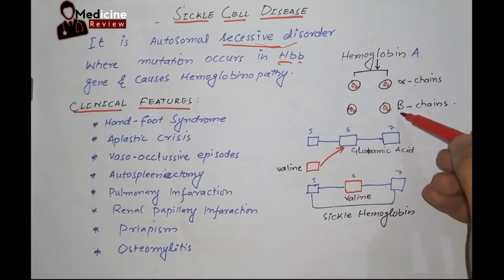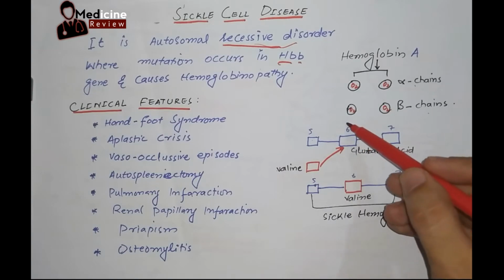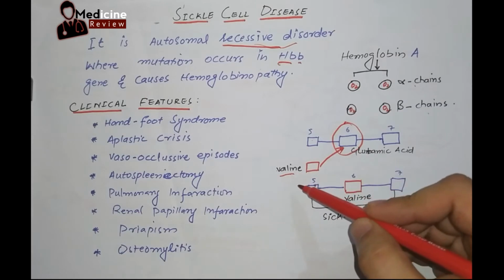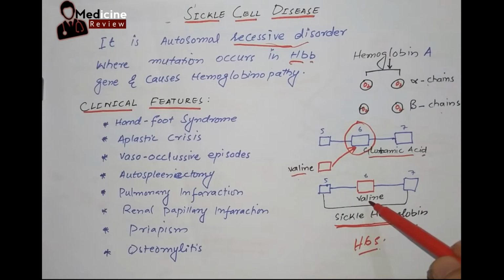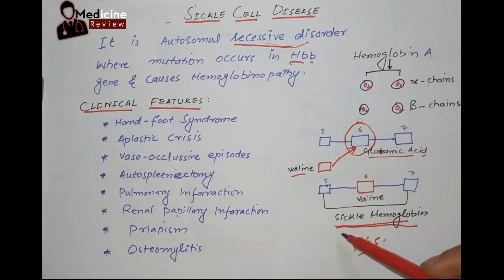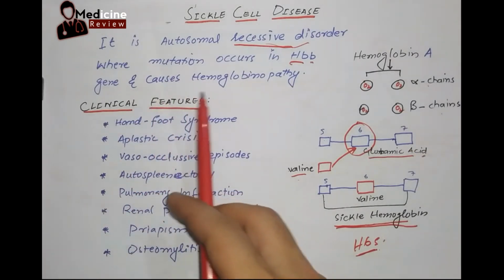So in this beta chain, in the case of sickle cell disease, at amino acid number 6, the amino acid valine will replace glutamic acid. This valine is now incorporated at position number 6. So this hemoglobin we call sickle hemoglobin, or hemoglobin S. This is the main problem in sickle cell disease, and it will cause hemoglobinopathy.